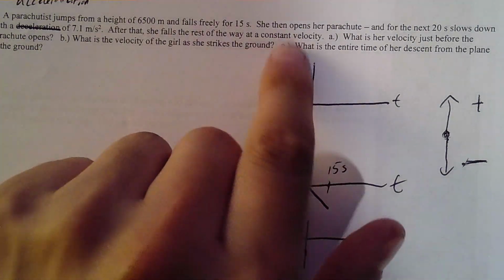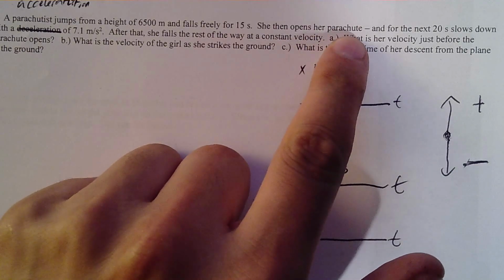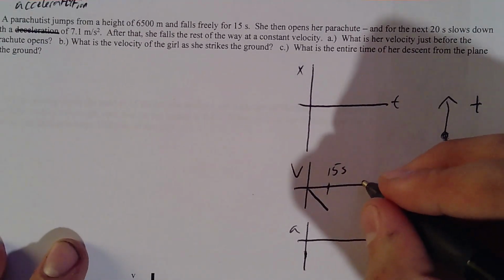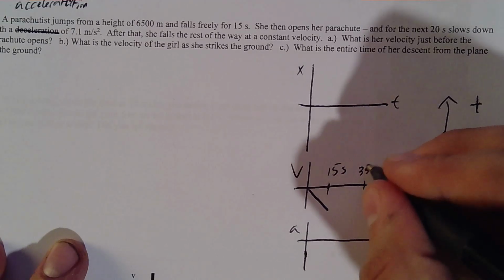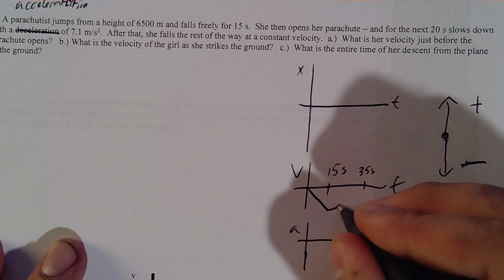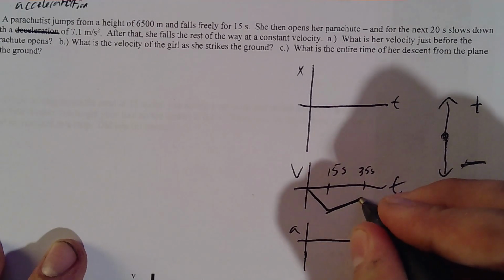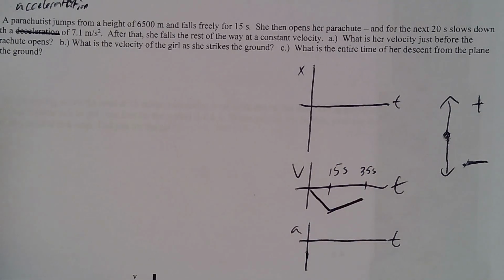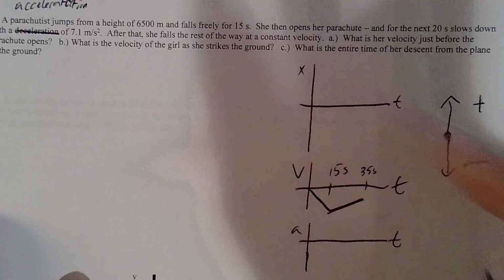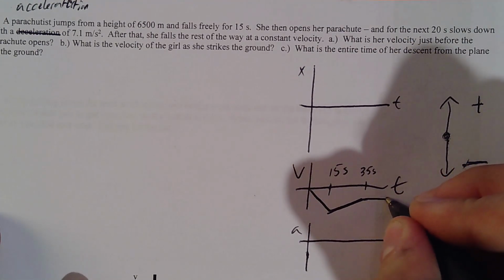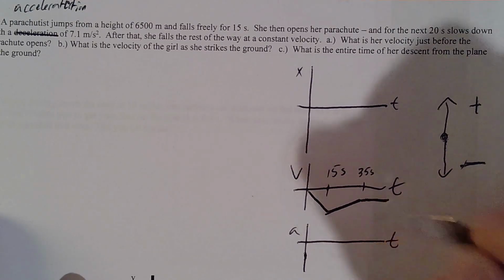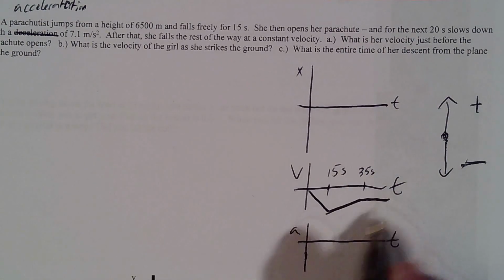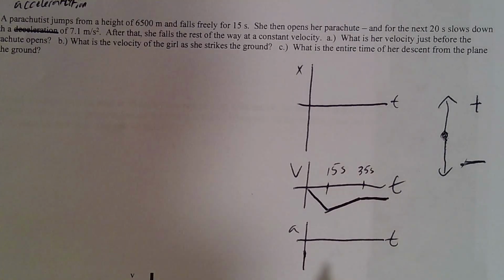Then, if we look at this point, she opens her parachute and for the next 20 seconds slows down. Well, that means that between here and 35 seconds, we are slowly decreasing our speed. We're getting closer to a speed of 0 as we go. After that, she's going to keep at a constant velocity the entire rest of the way. Note how that velocity is still negative. We're still keeping this velocity negative, but we know it's constant for that way.